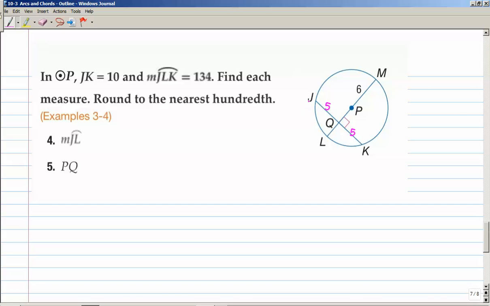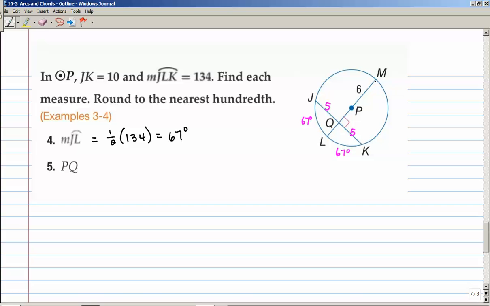I also know that since arc JLK measures 134, each of these smaller arcs is going to measure half of that, or 67 degrees. So looking at number 4 here, the measure of arc JL is going to be 1/2 of 134, and we already did that and came up with 67 degrees. Now I need to find the length of PQ, and this one's a little more difficult.